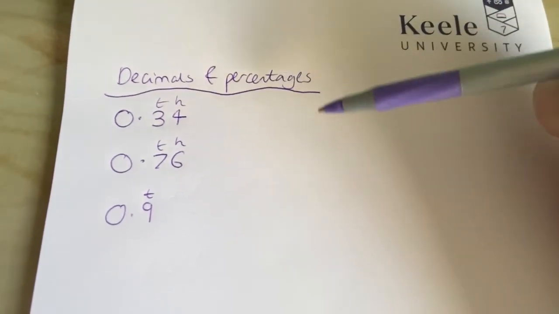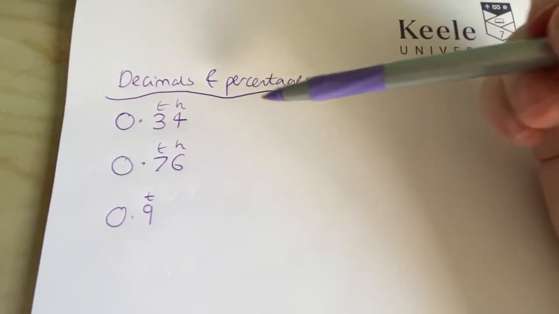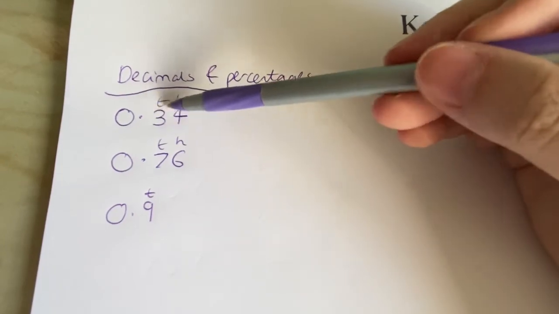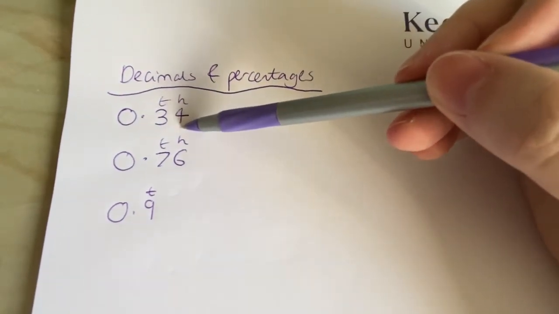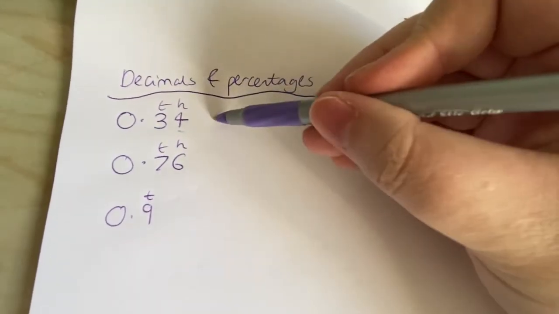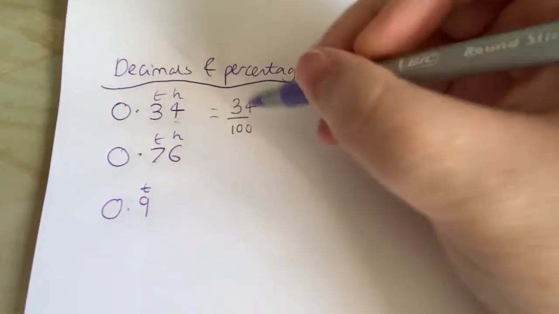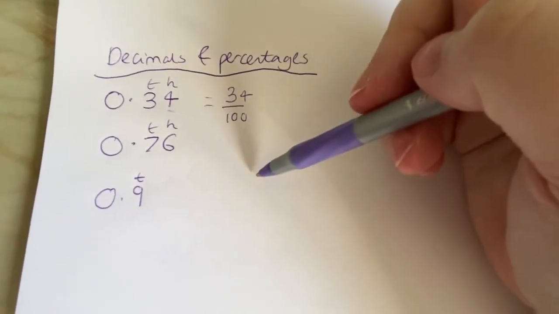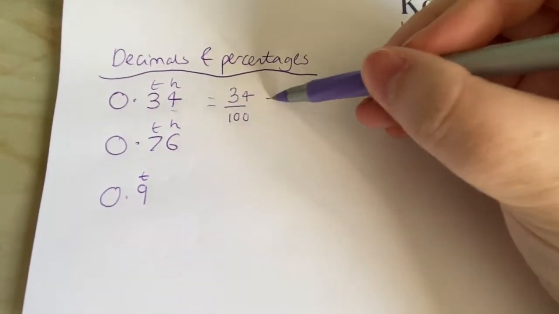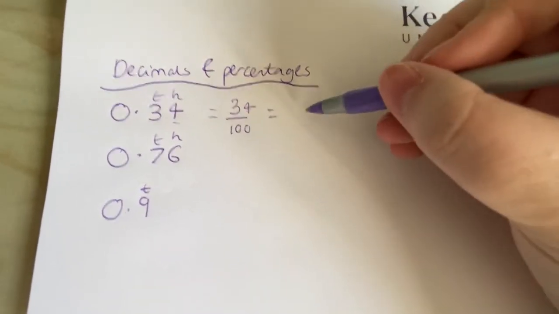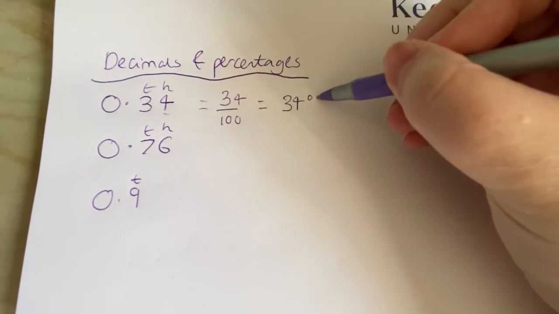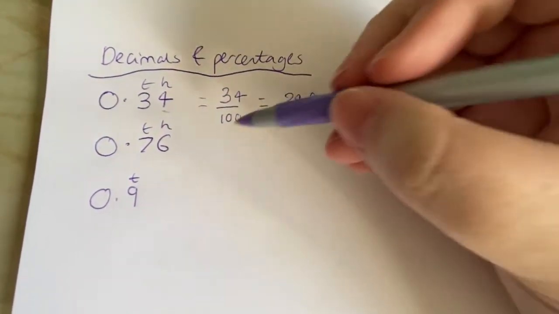Now, before I change it to a percentage, I'm going to change it to a fraction. So I know if there's 3/10 and 4/100, the last digit there is in the hundredths column. So I can write that as 34, and it's hundredths because the last digit is in the hundredths column. And now if it's in hundredths, nice and easy to change it to percentage because I know it's 34 out of 100. Same with this one.